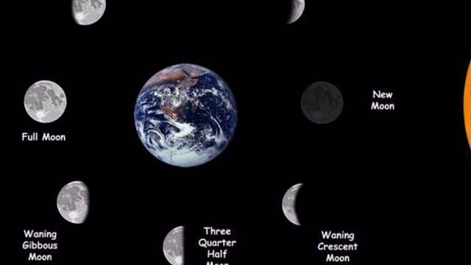And then the waning crescent, where we can only see a sliver of the moon again, and then back to the start is the new moon.